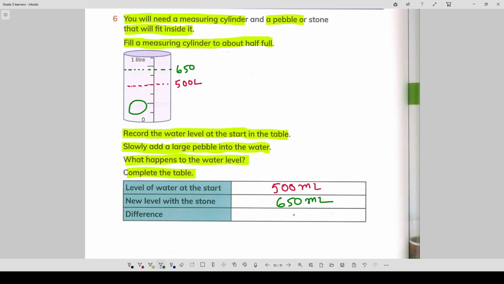So what is the difference? 650 minus 500: 0 minus 0 is 0, here is 5, 6 minus 5 is 1. So 150 ml is the difference. Okay, very simple.